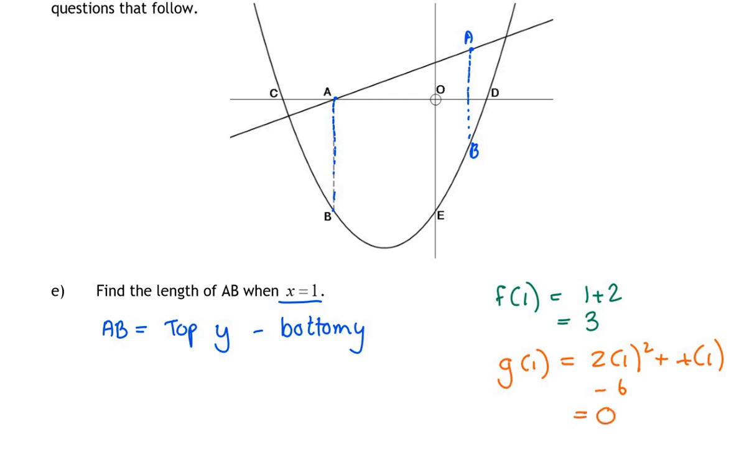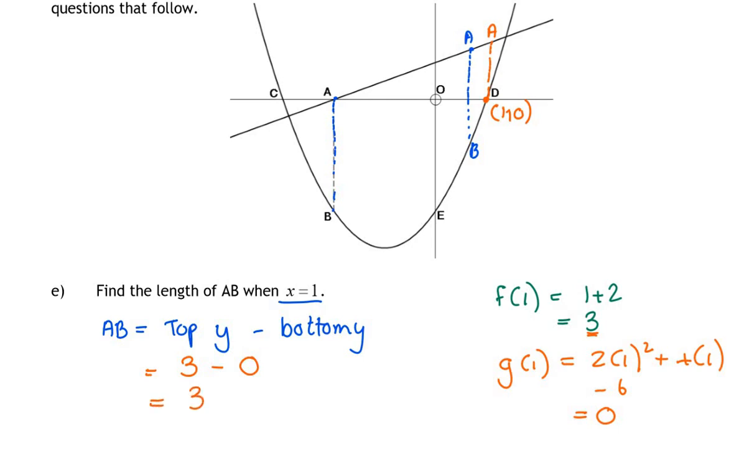So what I've actually found out here, I think, is that they must be talking about this point here at D, because this is the point where x is 1 and y is 0, and so my A must be directly above it, and my A value has a y value of 3. So my top y is 3, my bottom y is 0, and I get a value of 3.